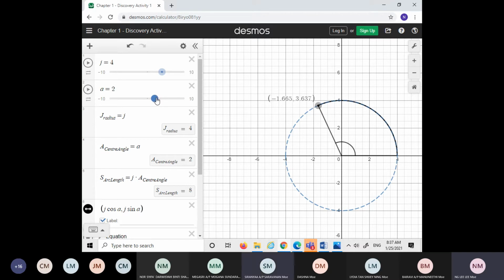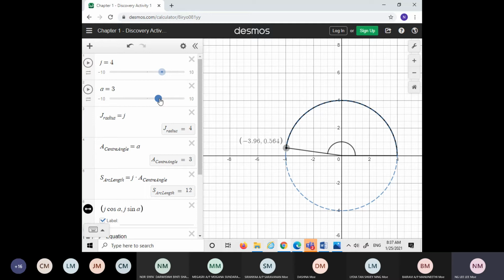Now, want to continue? Drag until it becomes 3. Okay, now this angle is 3 radians. What happened to the arc length? Triple. Yes, triple, or 3 times the radius. Okay, so if I drag until this becomes a semicircle, a bit bigger, over already.